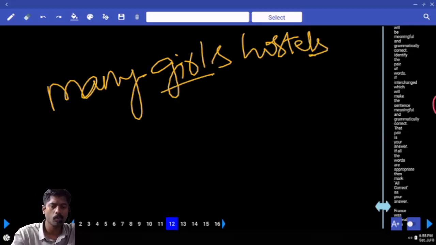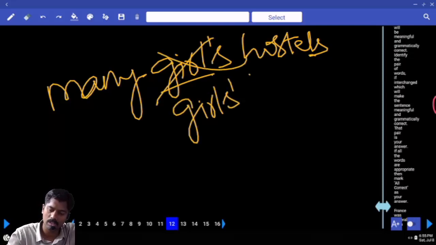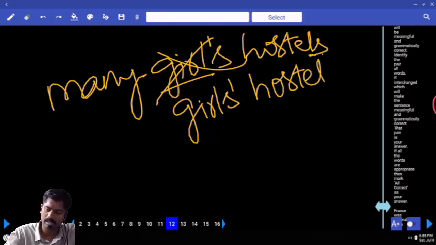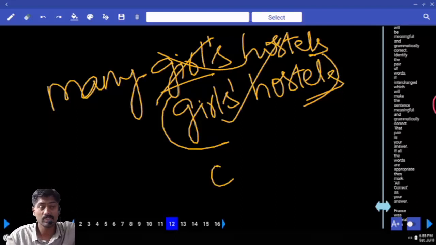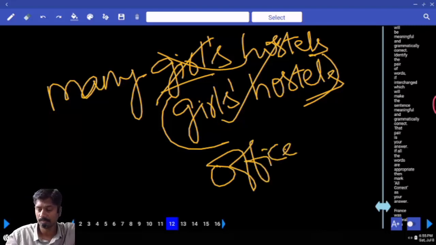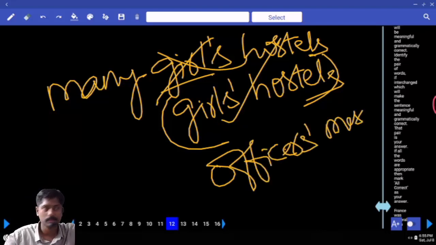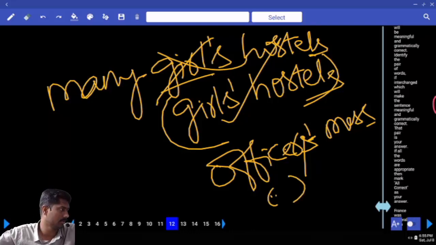Now, if only one girl stays in a hostel, the hostel is built for only one girl. The majority of hostel boards are like this. This is wrong, this is correct. Always "girls' hostel," whether single hostel or plural, it doesn't matter. After the s, the apostrophe should be kept. "Officers' mess." After the s, apostrophe. It means many officers will go to that mess, not a single fellow.